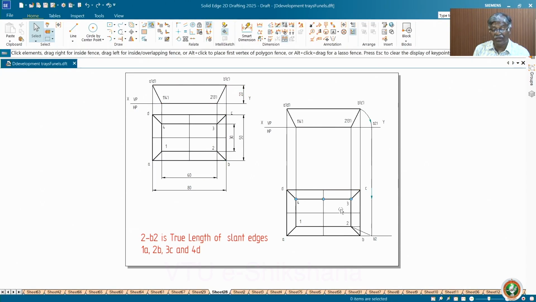Now how to get the true length of all slant edges in one go? So here, as I told you, rotate and make it parallel, project on the, since 2, 3 is vertical, this is the locus of B with respect to 2, 3.